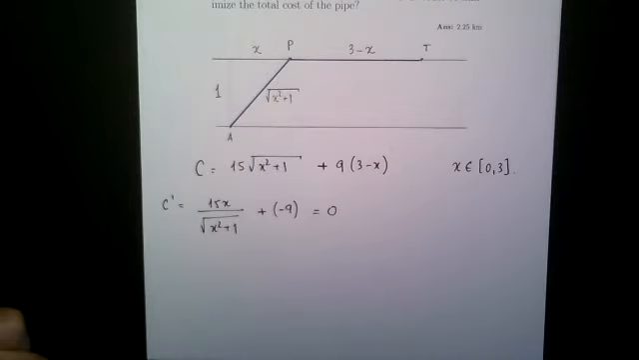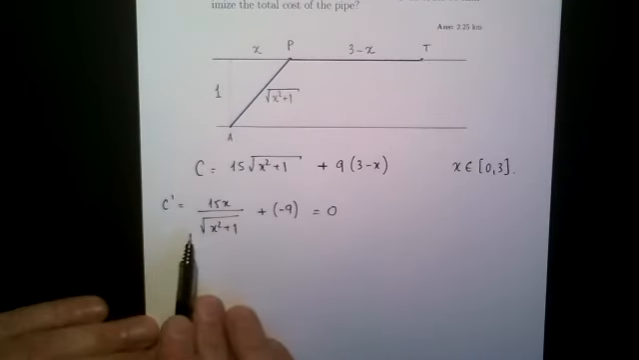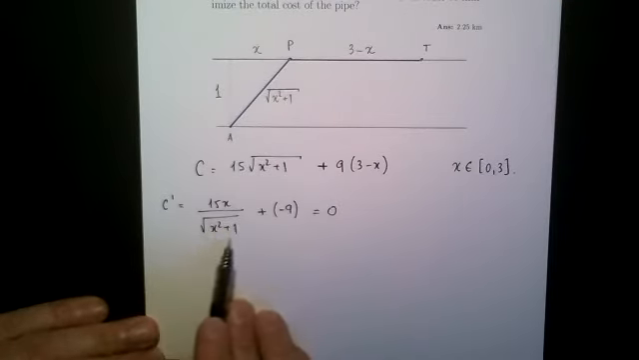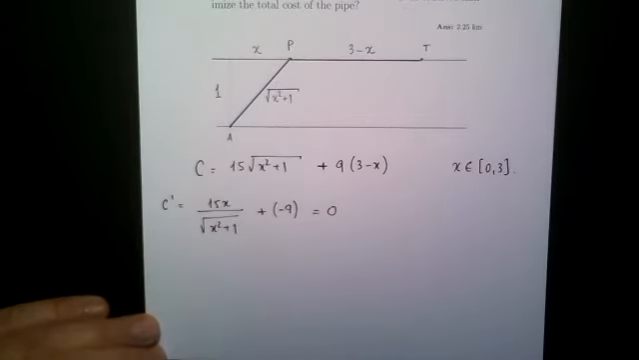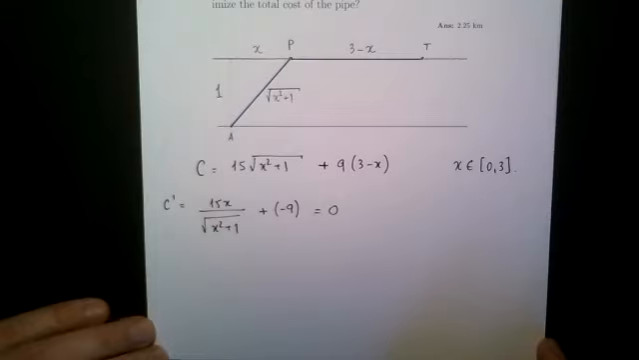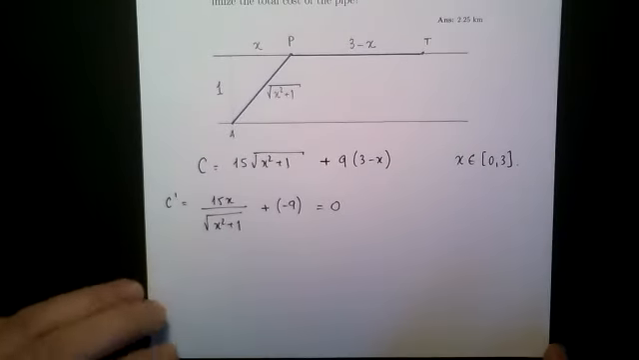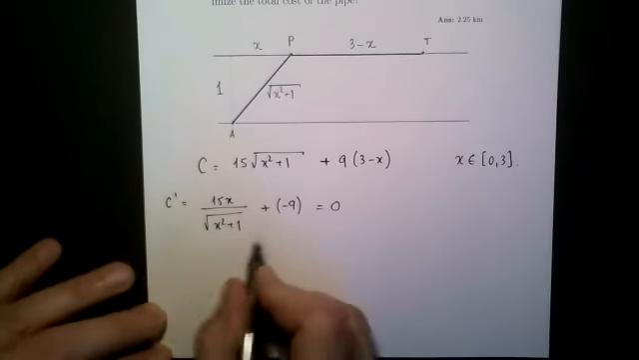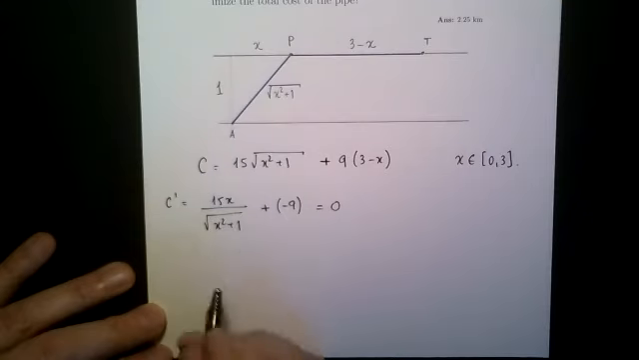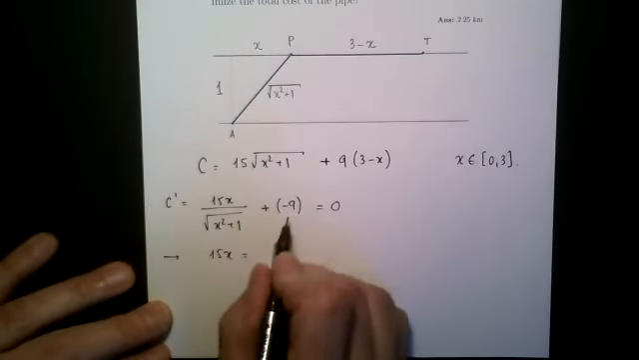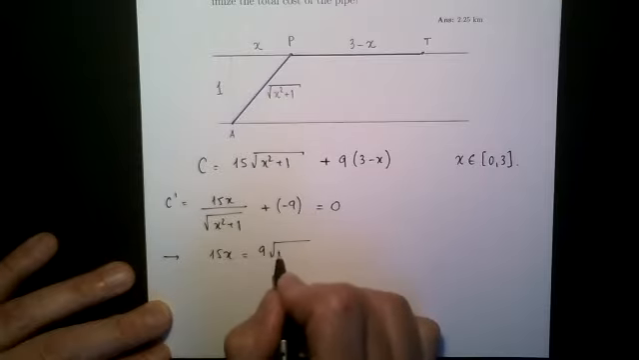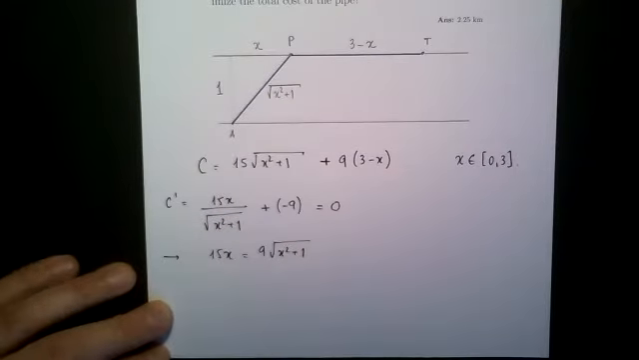Sir, why is it not 15x divided by 2 times square root of x squared plus 1? Because there's supposed to be a 2 here, but the derivative of x squared is 2x. So I cross. Oh, okay. I'm going a bit faster in the derivatives because I'm assuming you're getting this. Okay, so this has to be 0. So now let's solve for x. So 15x is equal to 9 times the square root of x squared plus 1.